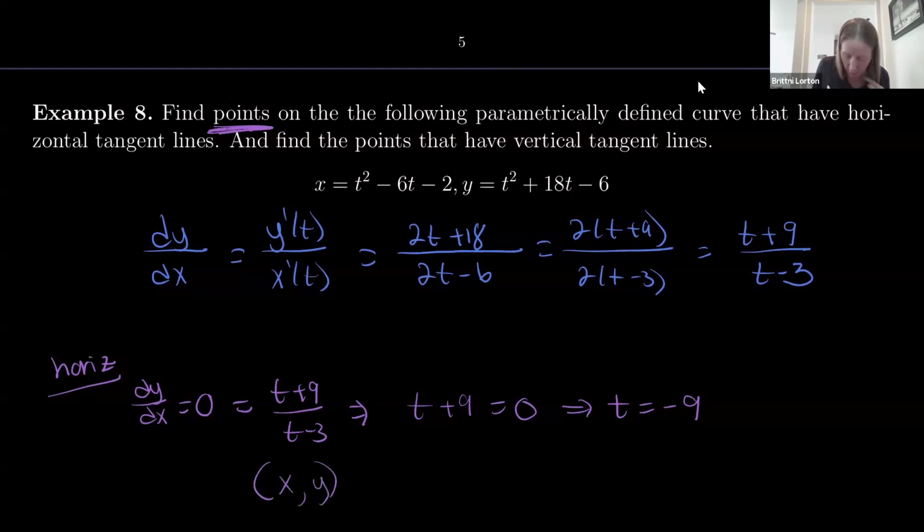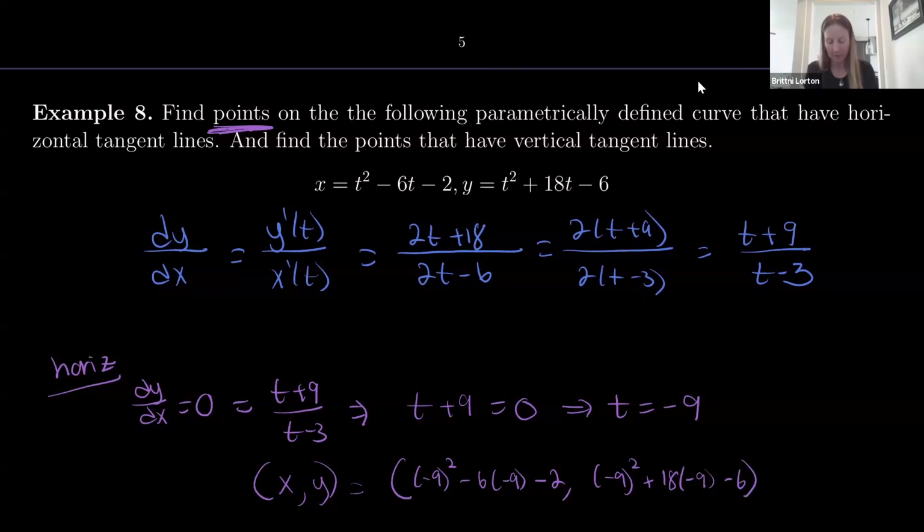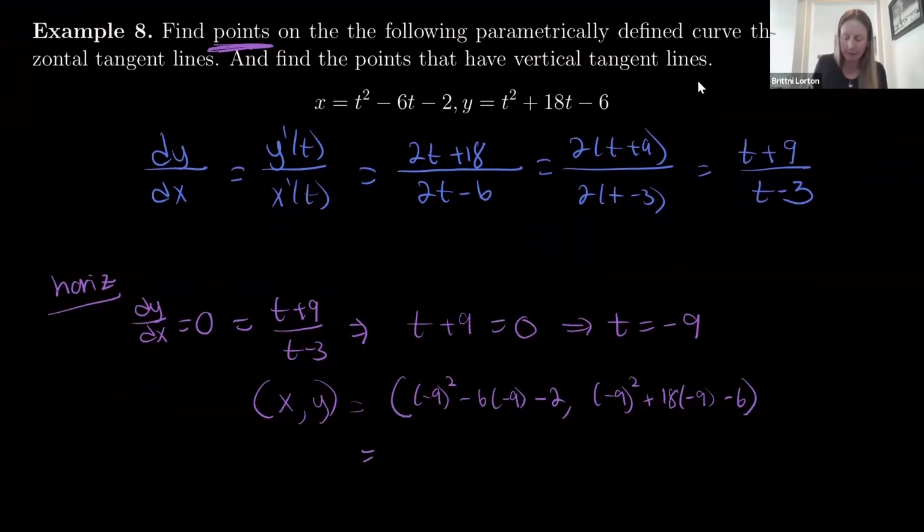The x comma y is going to be plugging in negative 9 into x and then negative 9 into y. So I'm going to have negative 9 into the x first, which is negative 9 squared, minus 6 times negative 9, minus 2, comma, negative 9 squared plus 18 times negative 9 minus 6. I'm going to use my calculator, but I want you to take a second to realize that that was me plugging the time value into both the x and the y.